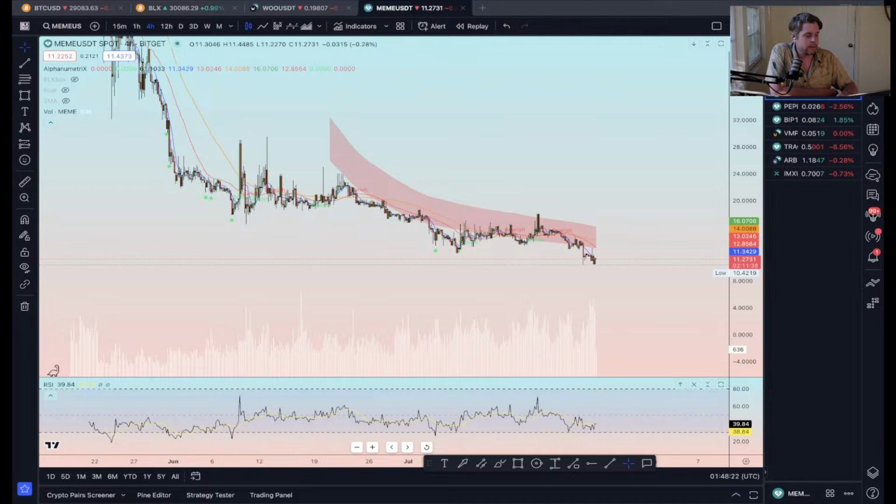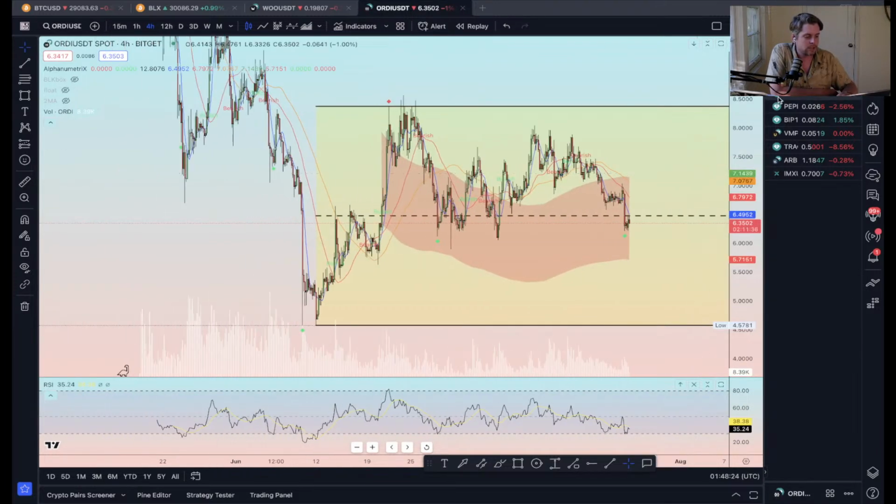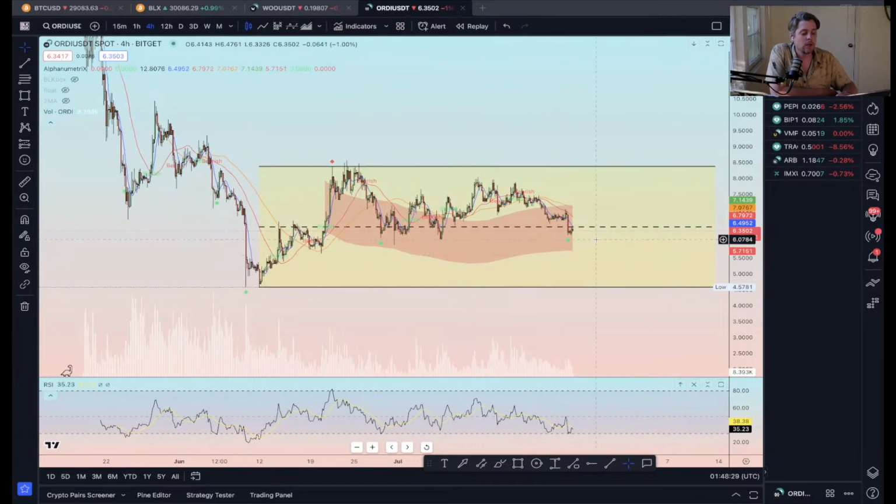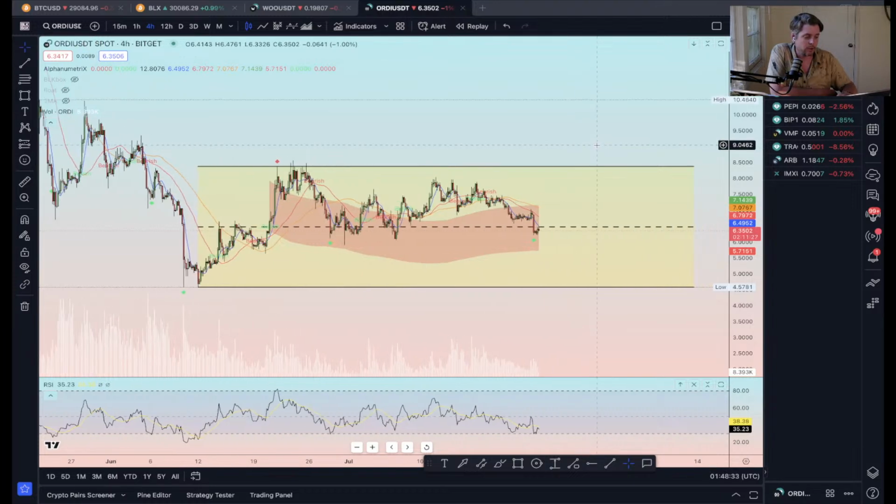All right. ORDI just broke below the mean of this trading range. Very likely to come back down to the bottom of the range, which would be a fabulous buying opportunity for ORDI.